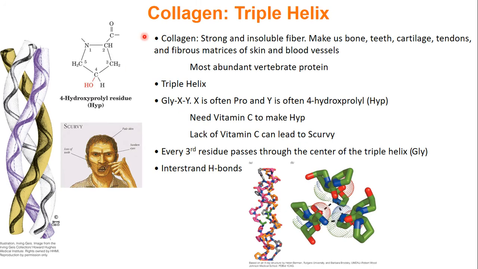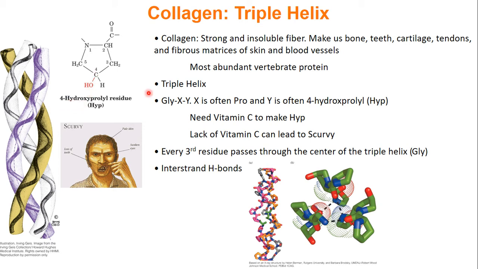Now, another type of fibrous protein is called collagen. Alpha keratin was a double helix, kind of, and this is a triple helix. You have 3 helical segments wrapping around each other, and they make up your bone, teeth, cartilage, tendons, matrix of the skin, and blood vessels. It's actually the most abundant protein you have in your body, and the most abundant vertebrate protein. Usually you have a repeating pattern in collagen. It goes glycine, X, Y, where X is often proline, and Y is a special amino acid called 4-hydroxyproline, or Hyp. The only difference is that it has a hydroxy group on carbon 4. That's why it's 4-hydroxy.